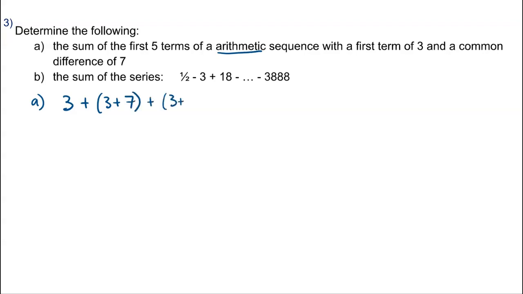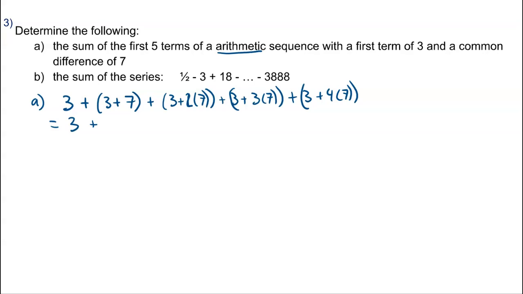So the next term is going to be adding 7. The term after that is going to be adding 7 twice to the original term of 3. The term after that is adding 7 three times. And then the final term, the 5th term, is going to add 7 four times to that original 3.